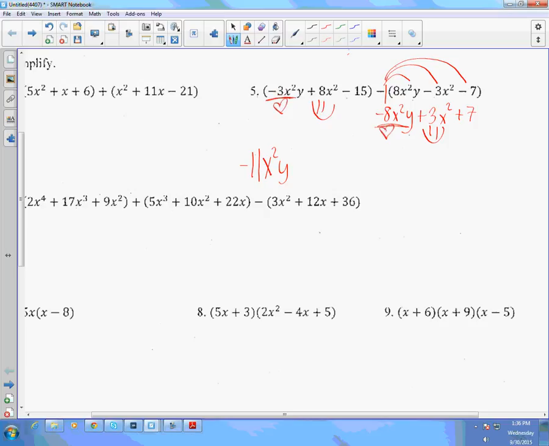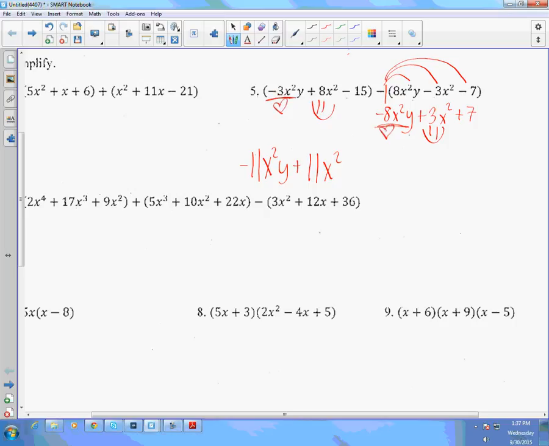X squared. It's almost cubic because of the x squared and the y to the first. 2 and 1 makes 3 degrees. So the next degree is second degree, or quadratic. 8x squared plus 3x squared makes 11x squared. And when we add, the exponents don't change, so it's still 11x squared.